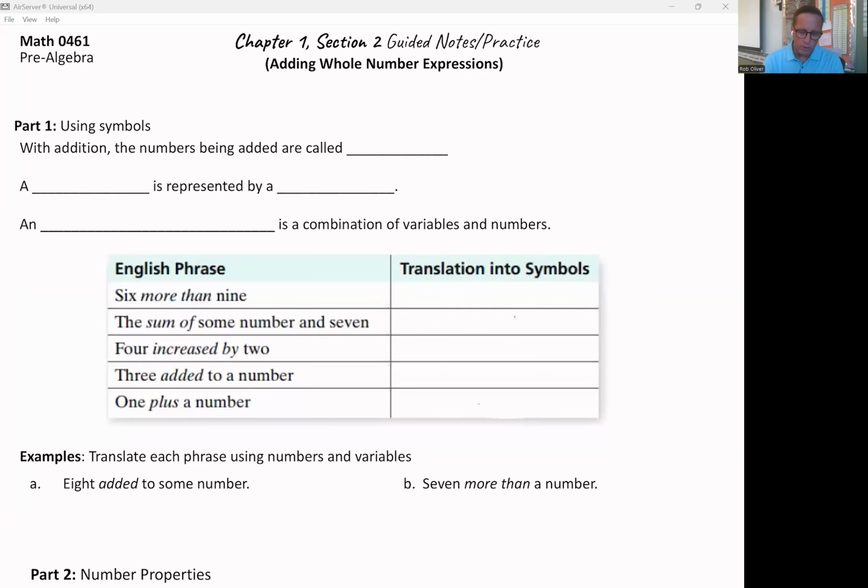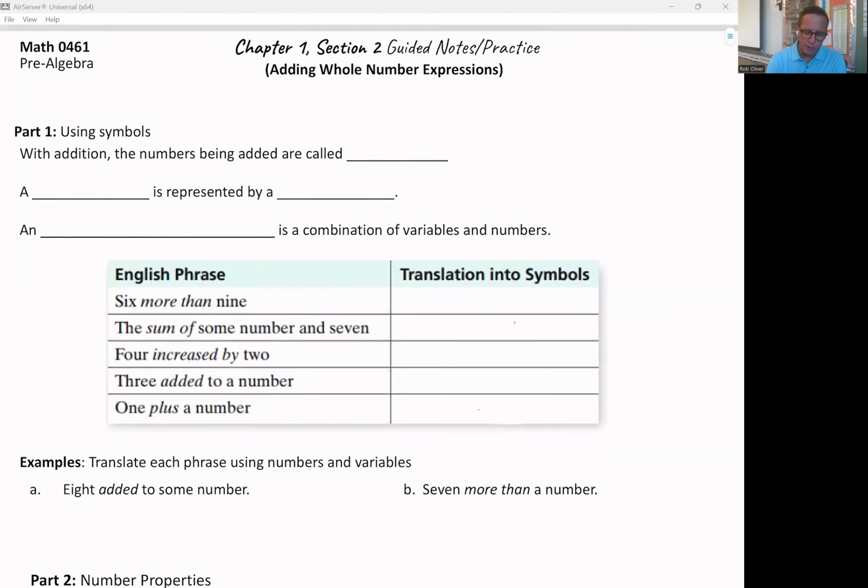Okay, these are the notes for Chapter 1, Section 2. Let's go ahead and start with Part 1. We're going to start with really simple here. We're going to start with kind of just talking about addition, expressions, a little bit of algebra. All right, so we're going to get into this.